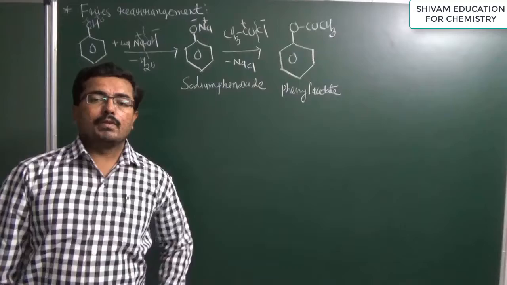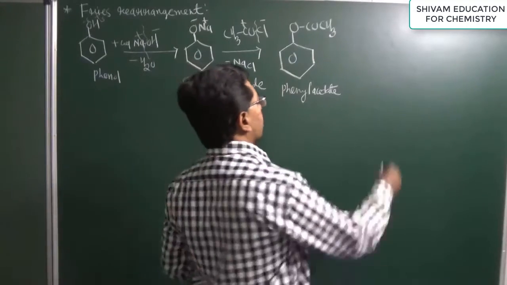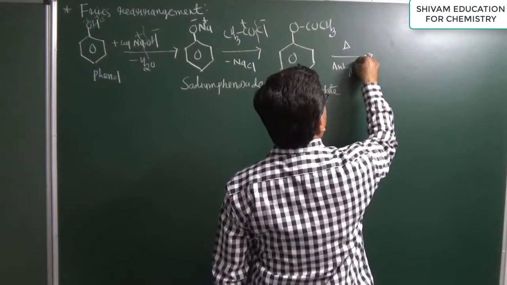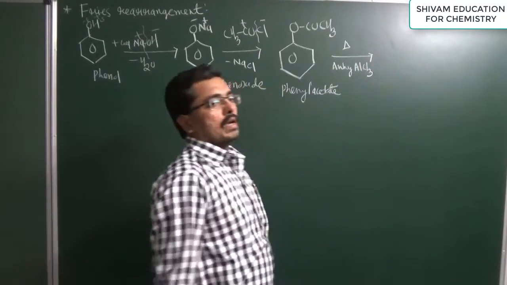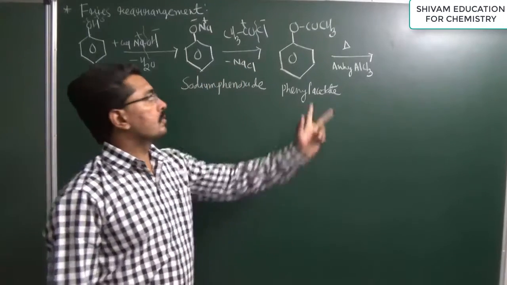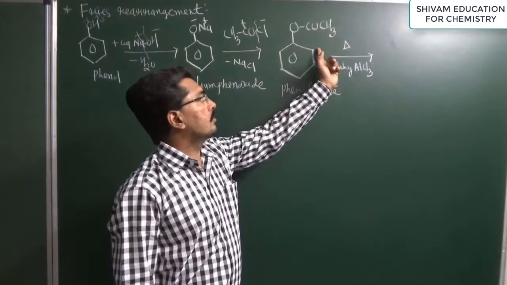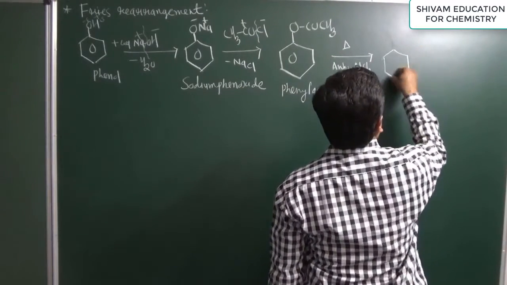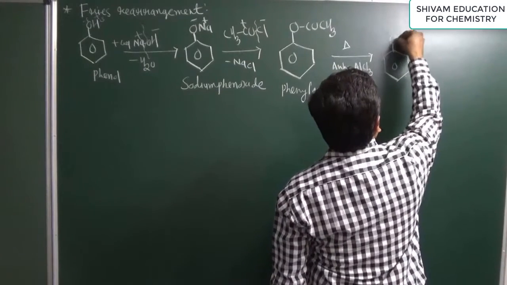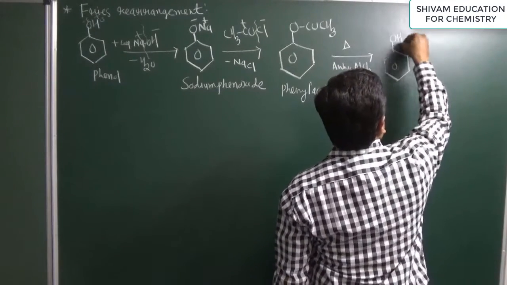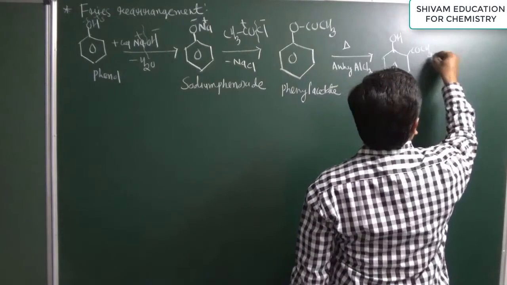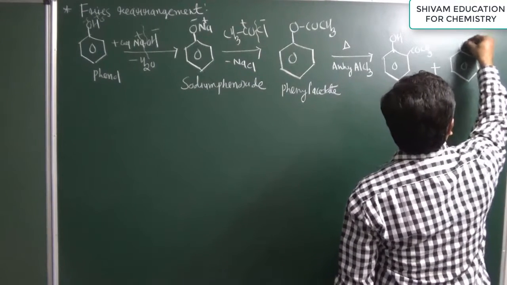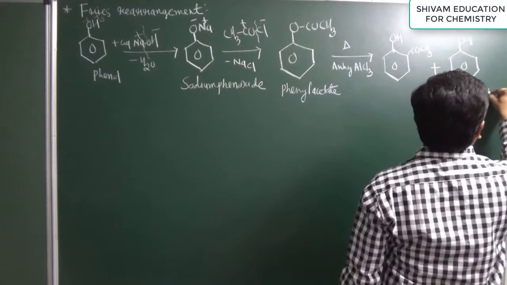Now this ester of phenol, when heated in the presence of anhydrous AlCl3, then since the hydroxyl group is an ortho-para directing group, this aceto group will go either in the ortho position or in the para position. As a result, we get a mixture of this type of product. This will be ortho-hydroxy acetophenone, and the next structure is para-hydroxy acetophenone. So we get a mixture of ortho and para-hydroxy acetophenone.